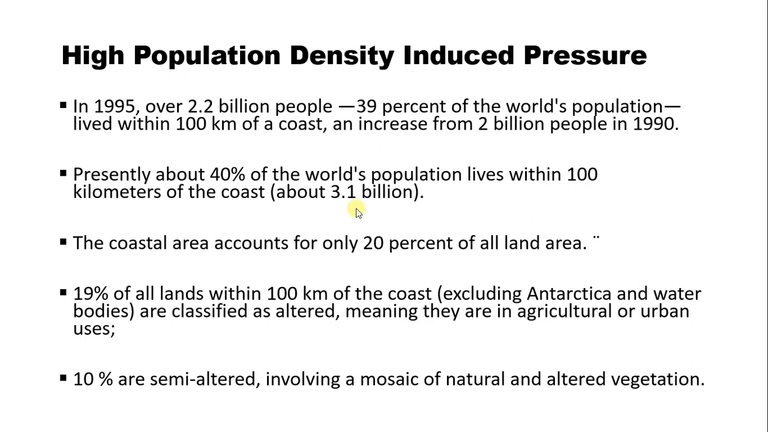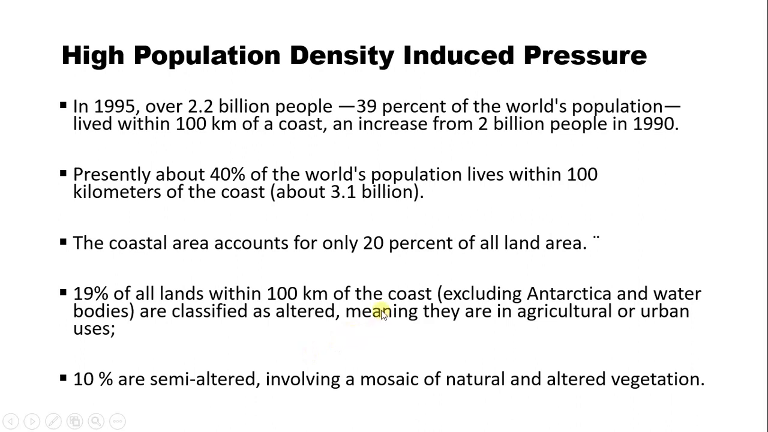A high population density, because by the time the land mass is reducing and the number of individuals is increasing, you are going to have a high population density. Now, another fact is that about 19% of all land within 100 kilometers of coast, excluding the Antarctica and water bodies, is classified as altered.